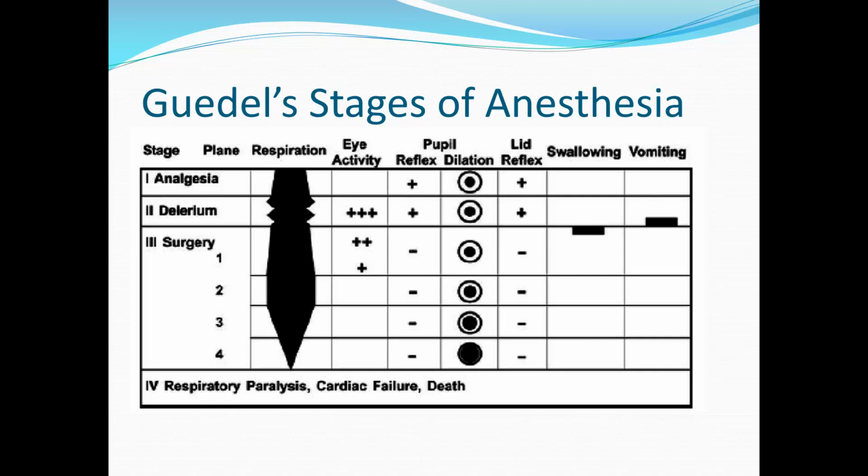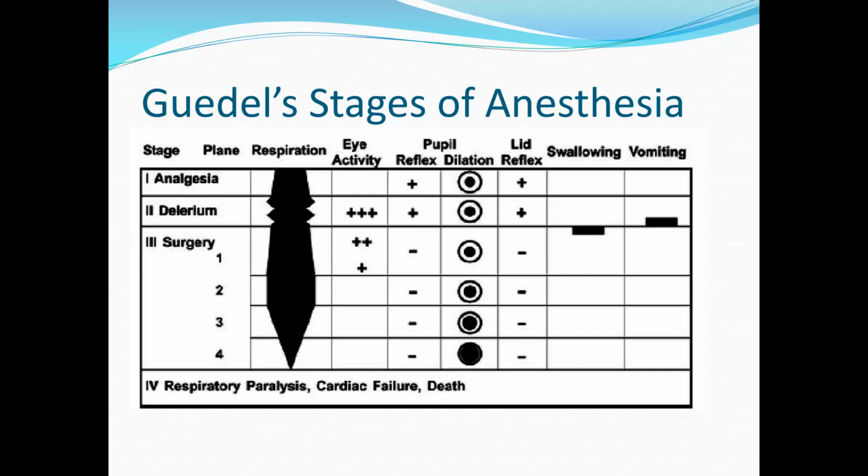Diaphragmatic respiration persists, but there is progressive intercostal paralysis. Pupils are dilated, and light reflex is gone. The laryngeal reflexes that are lost in plane 2 can still be initiated by painful stimuli arising from things like dilation of the rectum or anus or cervix. And this is the desired plane for surgery when there are no muscle relaxants used. Plane 4 is from the complete intercostal muscle paralysis to diaphragmatic paralysis.